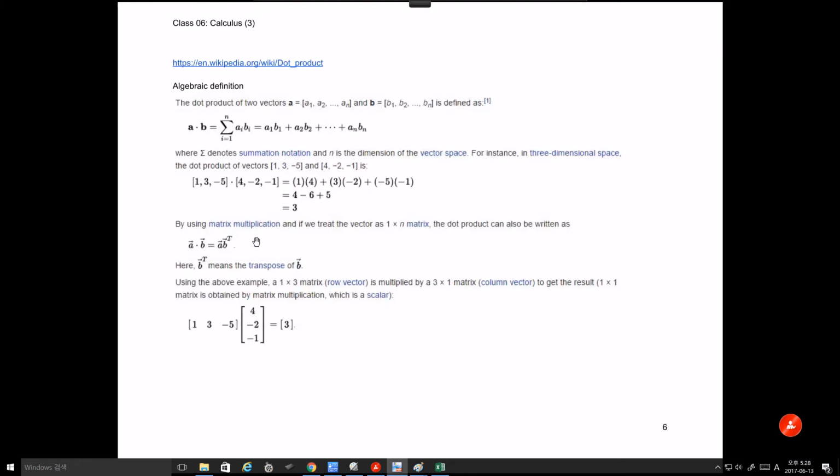By using matrix multiplication, if we treat a vector as an n by 1 matrix, which is a column vector, the dot product can also be written as a vector product. Vector A dot B is A times B transpose. Here B transpose means transpose of B. Now using the above example, a 1 by 3 matrix, a row vector, is multiplied by a 3 by 1 matrix, a column vector, to get the result. So again, in Excel it is sum product.